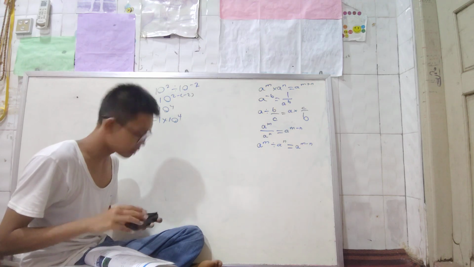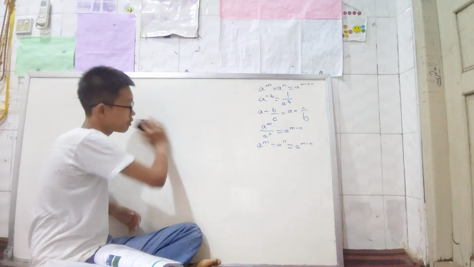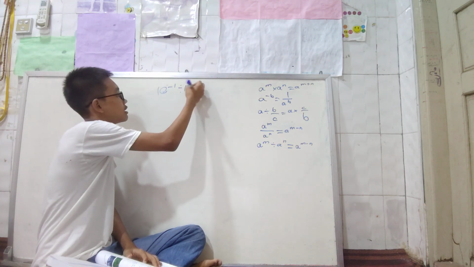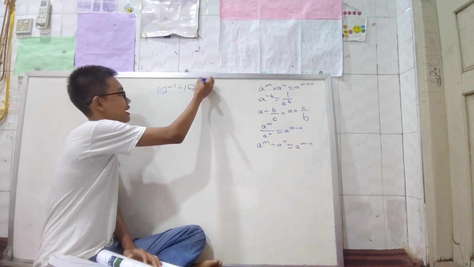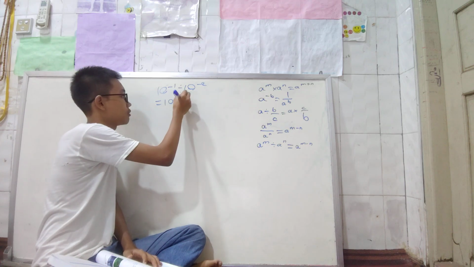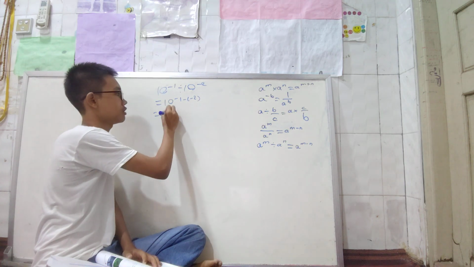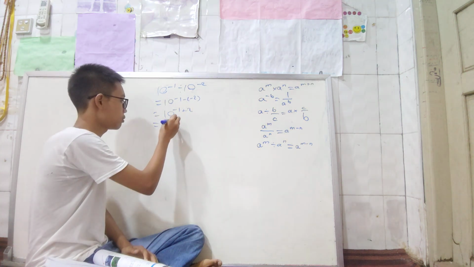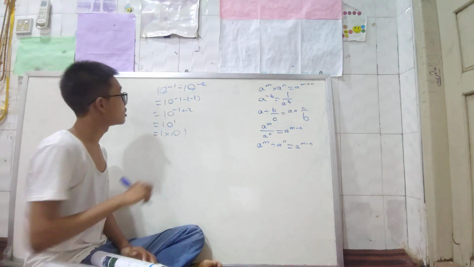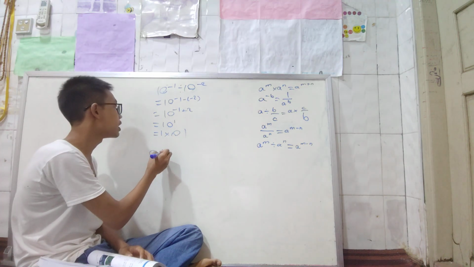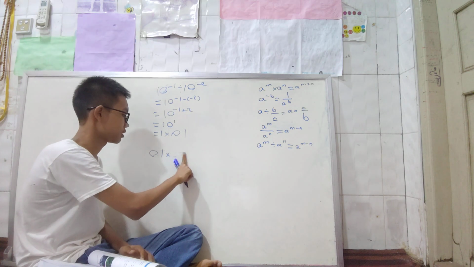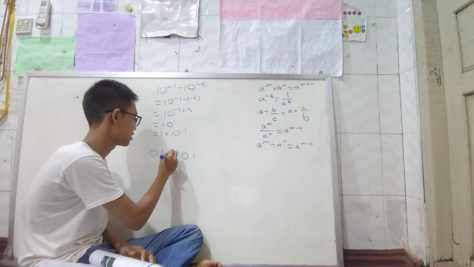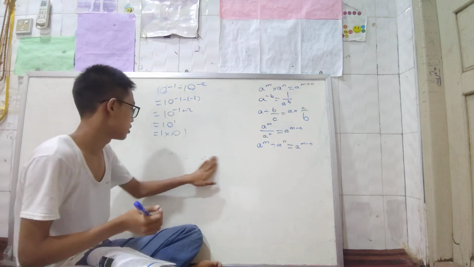So what about number 11? Number 11: 10 to the power of minus 1 divided by 10 to the power of minus 2. That's going to be 10 to the power of minus 1 minus minus 2, which is minus 1 plus 2. That's 2 minus 1, which is 1, so 1 times 10 to the power of 1. Check: 0.1 divided by 0.01 is going to be 10. Matches everything.